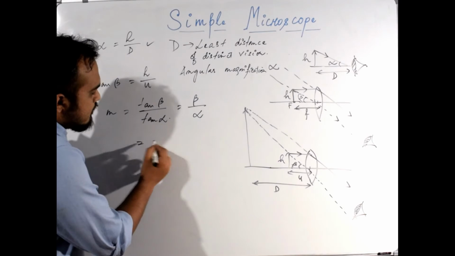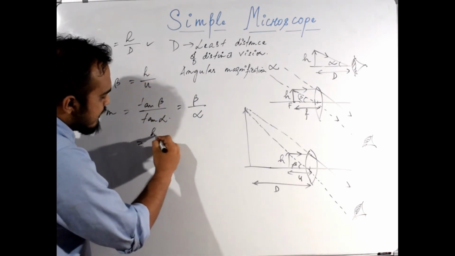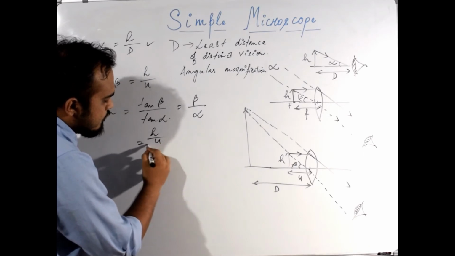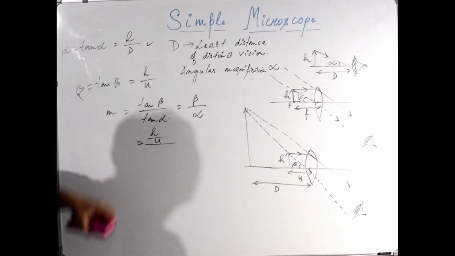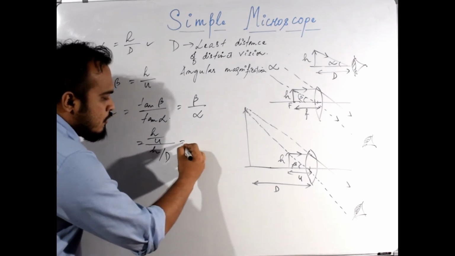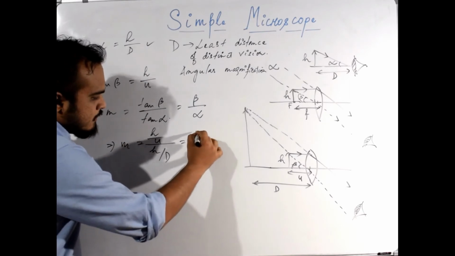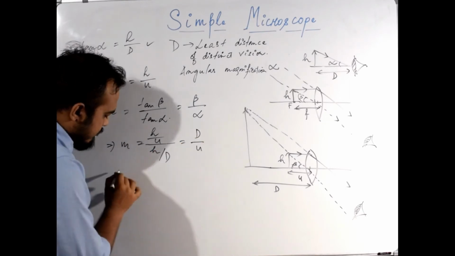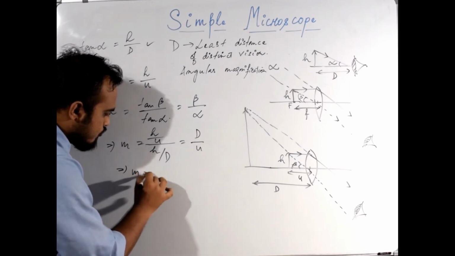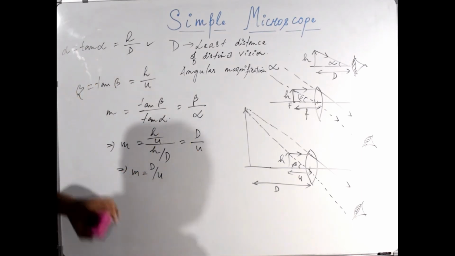So beta was h divided by u. And tan of alpha was equal to h divided by d. So finally the value for m can be written as d divided by u. M is equal to d divided by u.